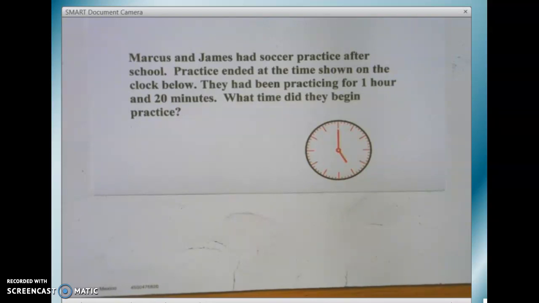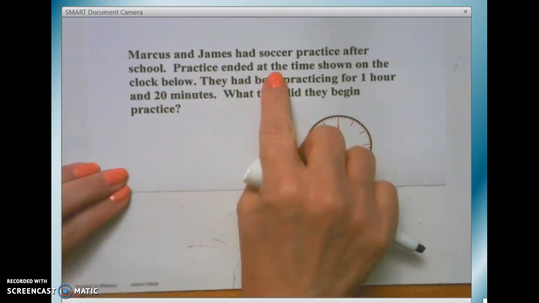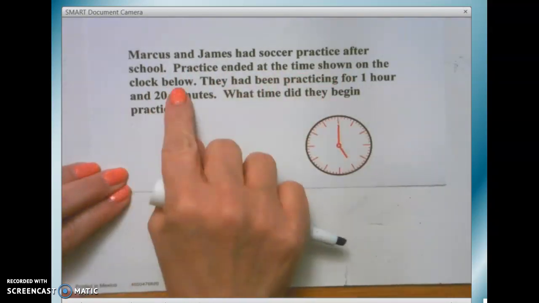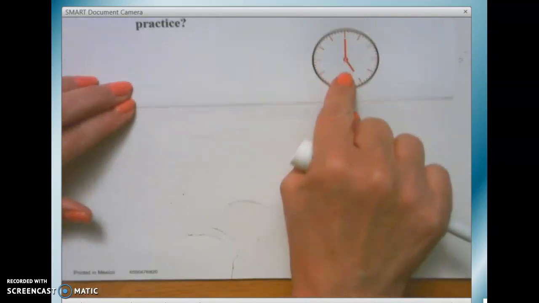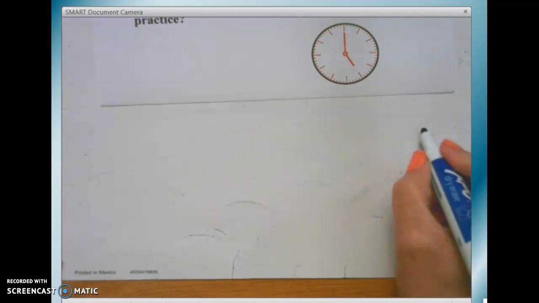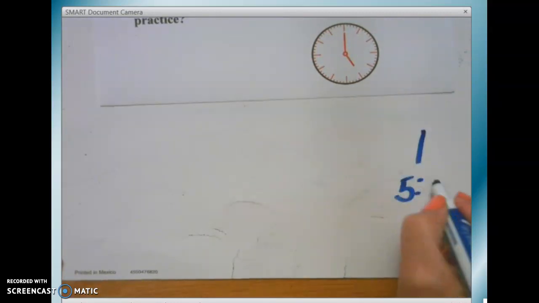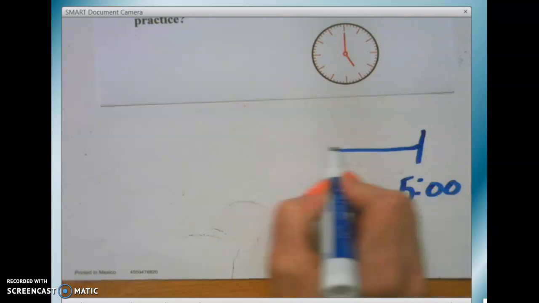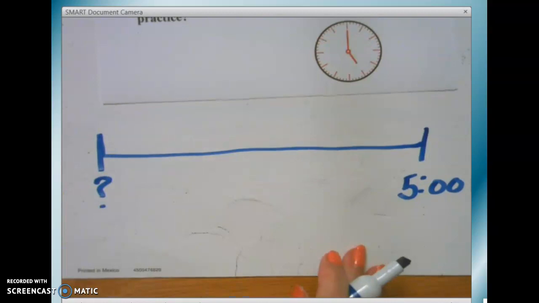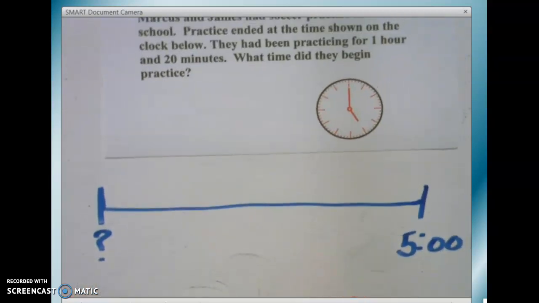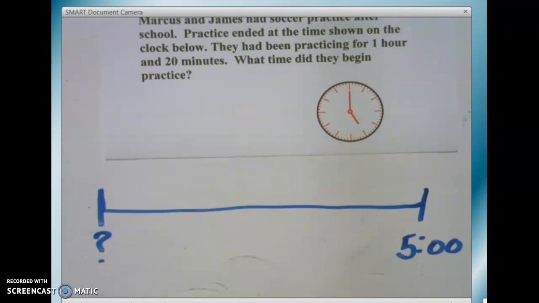Well, I know what time they ended. You see, it says practice ended at the time shown on the clock below. So practice ended at, that's right, that's 5 o'clock. So I know my end time. I don't know my beginning time. I'm going to put a question mark there. I don't know what that is. I do know that their practice had been 1 hour and 20 minutes. It ended at 5 o'clock.